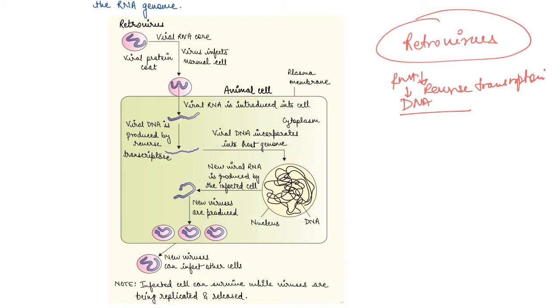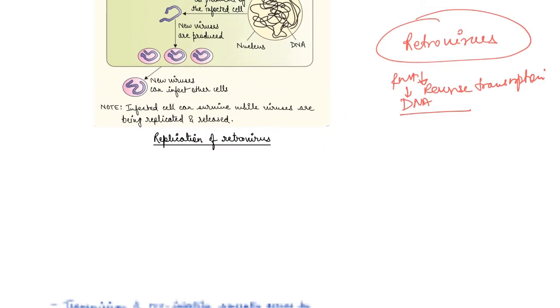So this is the entire process of replication of retroviruses, right? This is how they reverse transcribe and form DNA. That DNA gets incorporated into the DNA of that particular person, and then it starts producing new viral RNA, which replicates, multiplies, and goes and infects other cells as well, right? So guys, this is all about the replication of retroviruses, right?